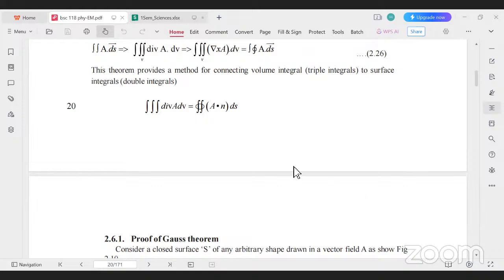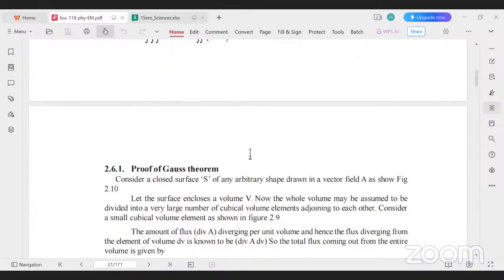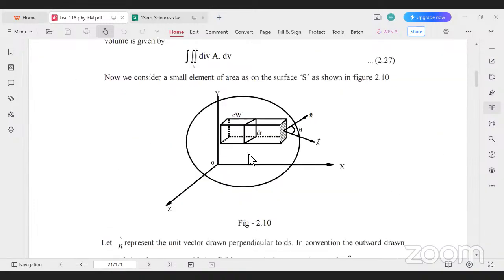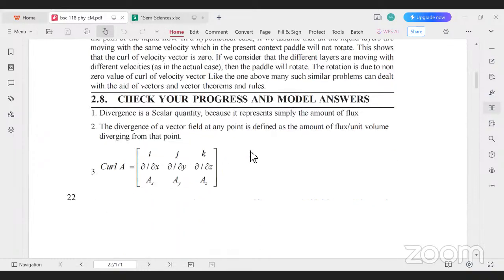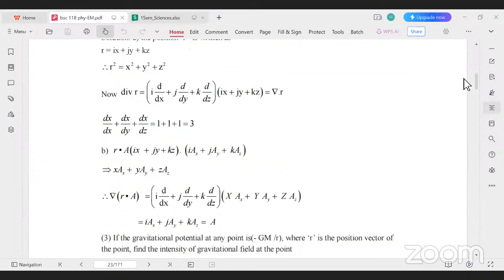Okay, then we have discussed Gauss theorem. With this Gauss theorem, we could go from volume integral to surface integral, and from surface integral to volume integral also we can do. So this is what your second chapter is about. Now we need to go to the third chapter, that is your linear momentum and collisions. How this takes place.